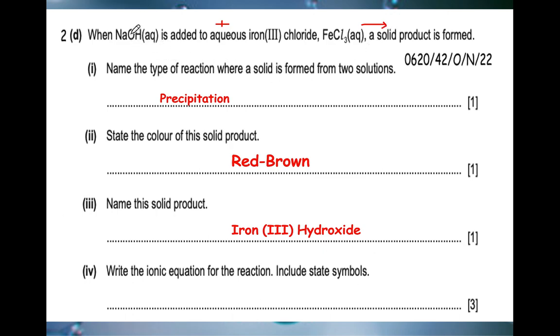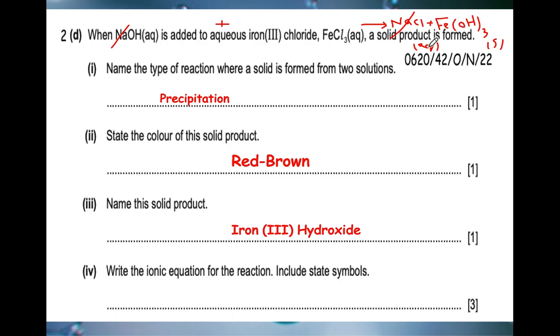Sodium aqueous, let's write the products first. Sodium chloride, which is aqueous, plus iron hydroxide, which is in the solid state, and the color is reddish brown or red-brown. And the valency is 3, we're going to write it. So here is solid, and here the sodium chloride is in the aqueous state. So now we're going to dismiss the sodium in the aqueous state. Here also the sodium in the aqueous state.